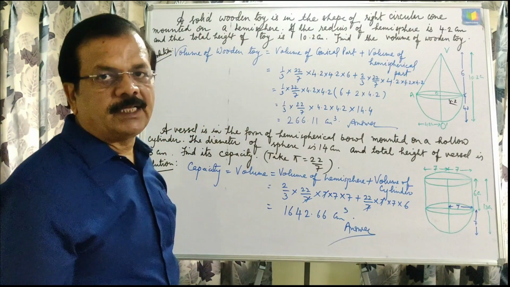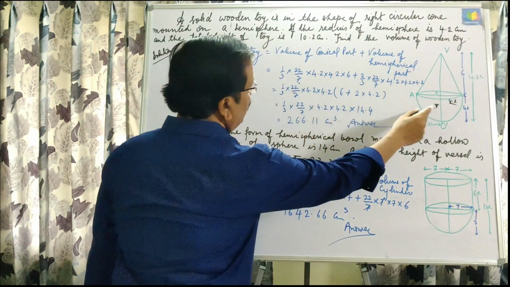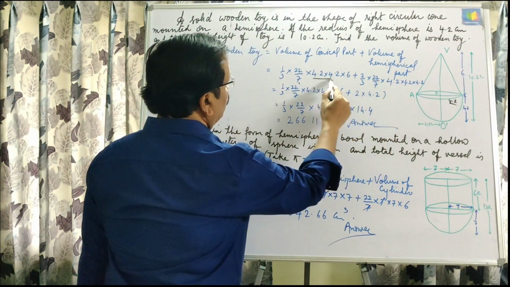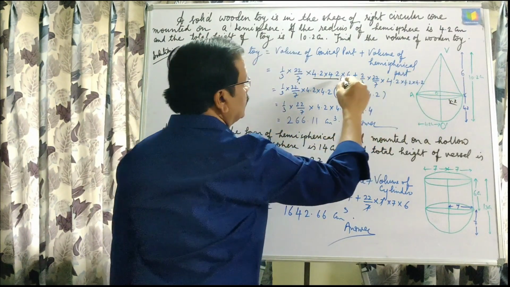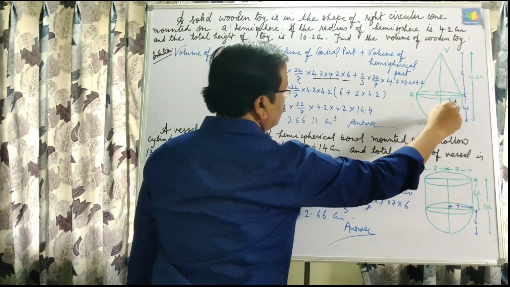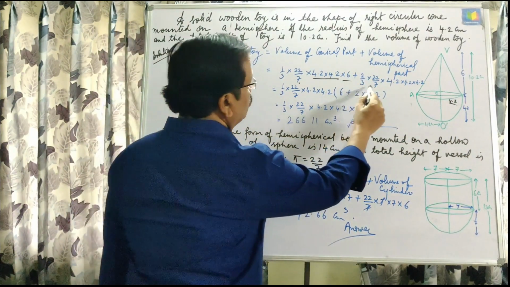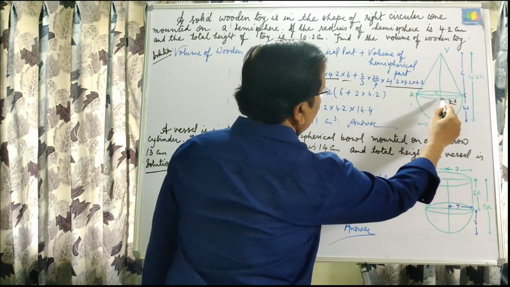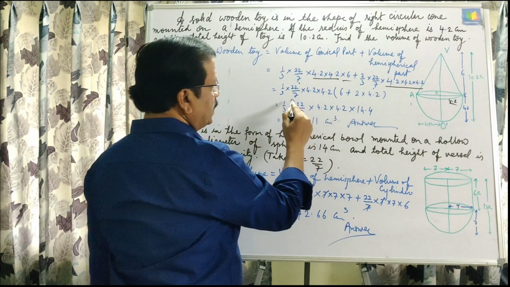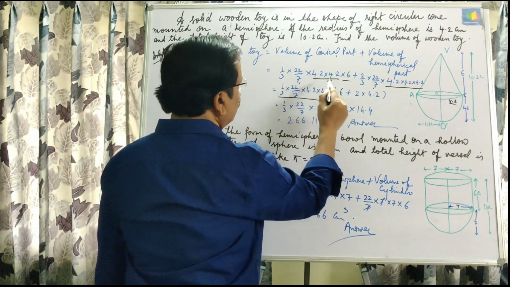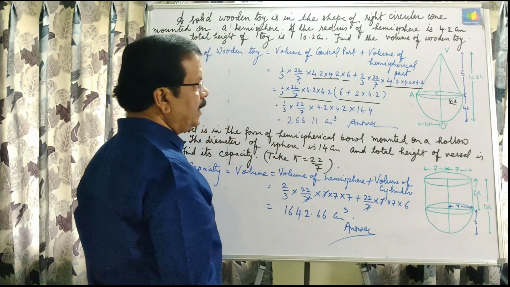Volume of cone is 1 by 3 pi r square h, so 1 by 3 into this, and r will be same for both, 4.2 into 4.2, and height is coming 6 centimeter. And this way hemisphere, that is 2 by 3 pi r cube, so 2 by 3 into this into r cube, r is coming again 4.2. And then this is the best way of simplification.